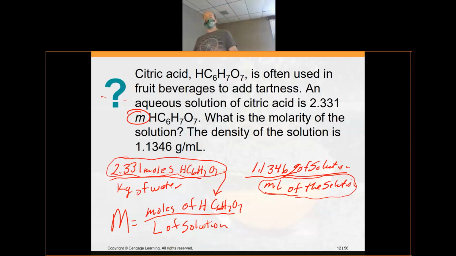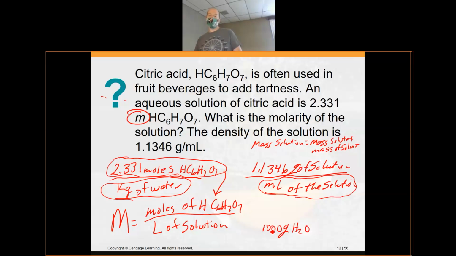In order to get to the volume of the solution, we must know the mass of the solution. And so we need to find the mass of solution. So remember, your mass of solution is going to equal your mass of solute plus the mass of solvent. We already have the mass of solvent. It says right here that we have 1 kilogram of water. And so we know that we have 1,000 grams of water. Now we have to find the mass of our citric acid.